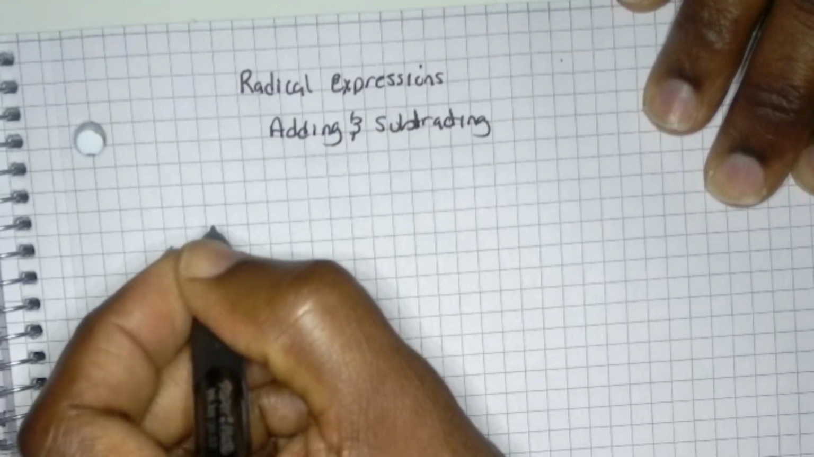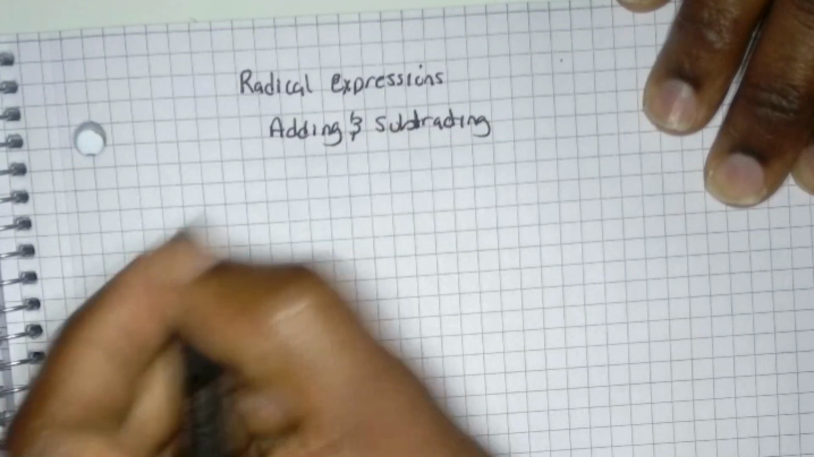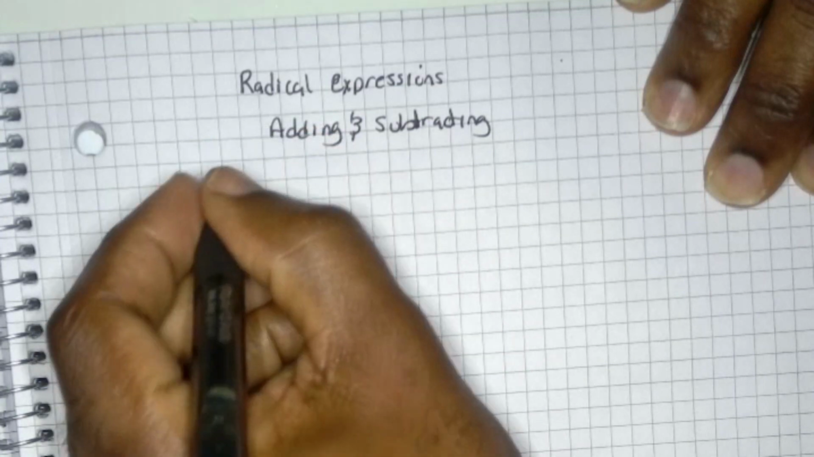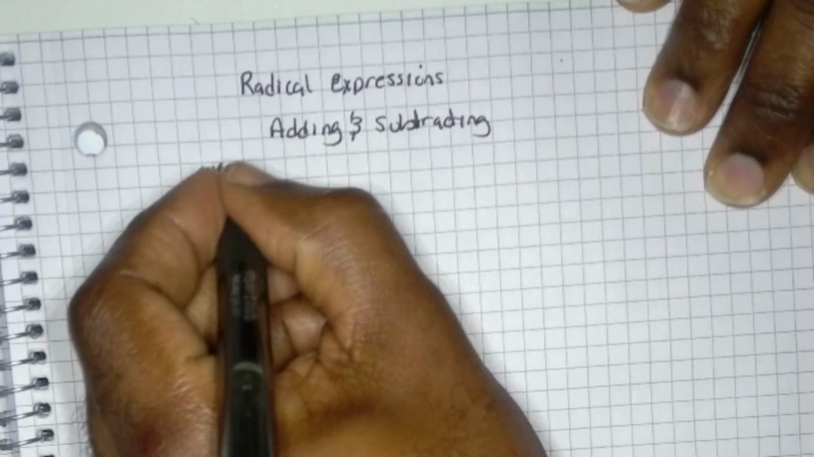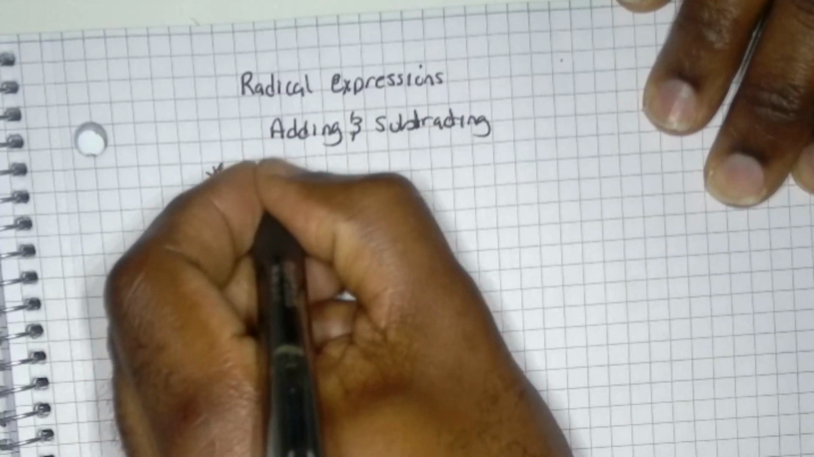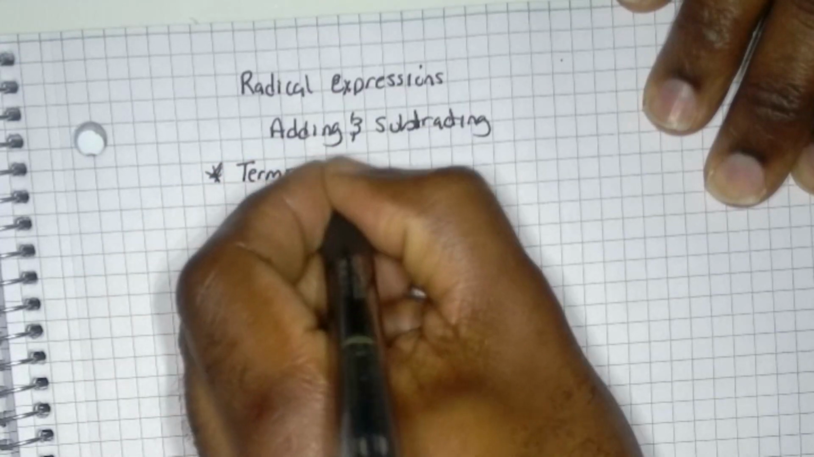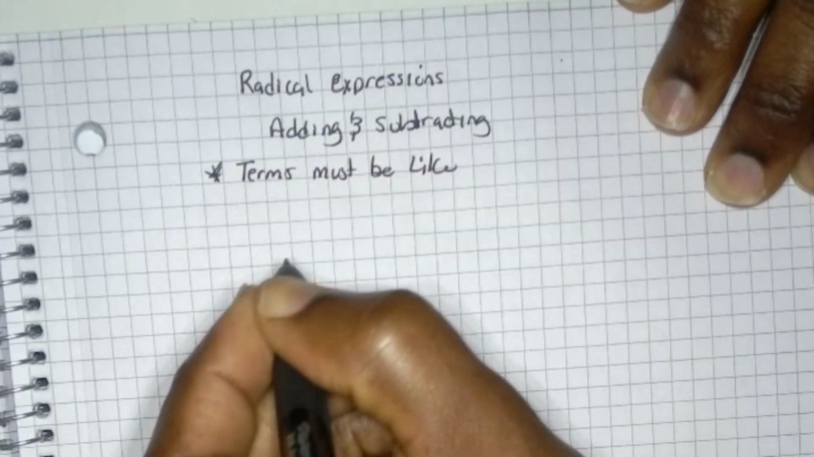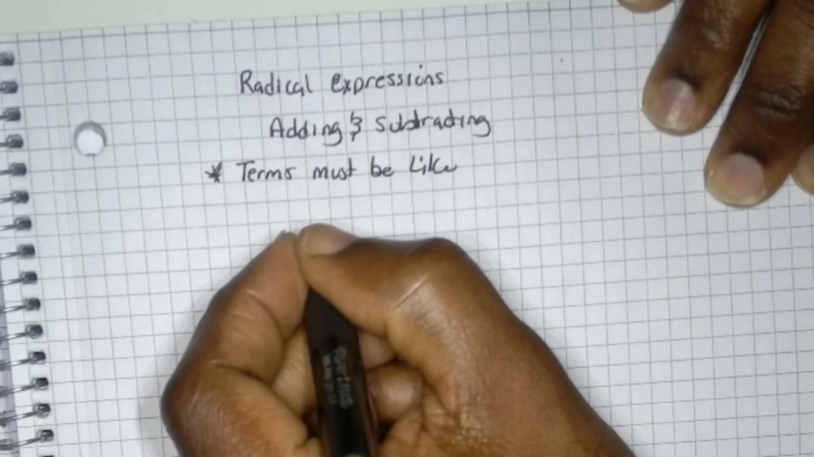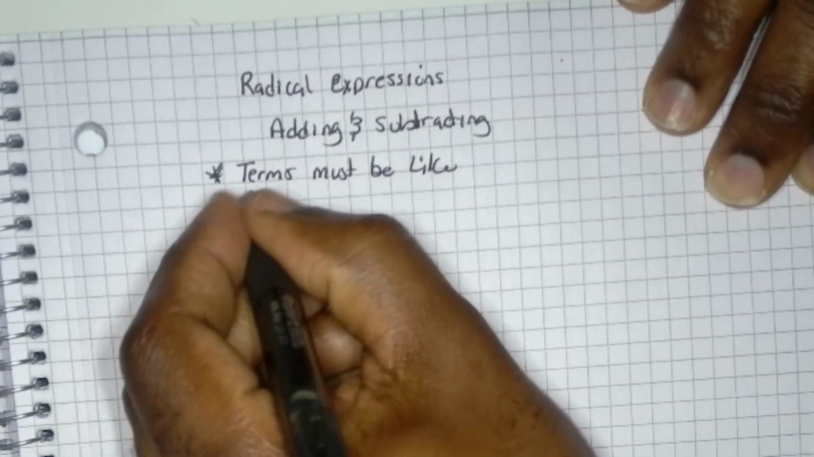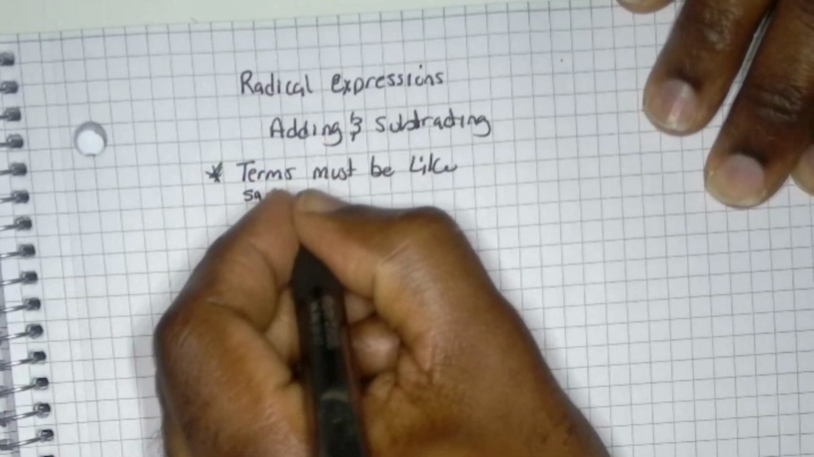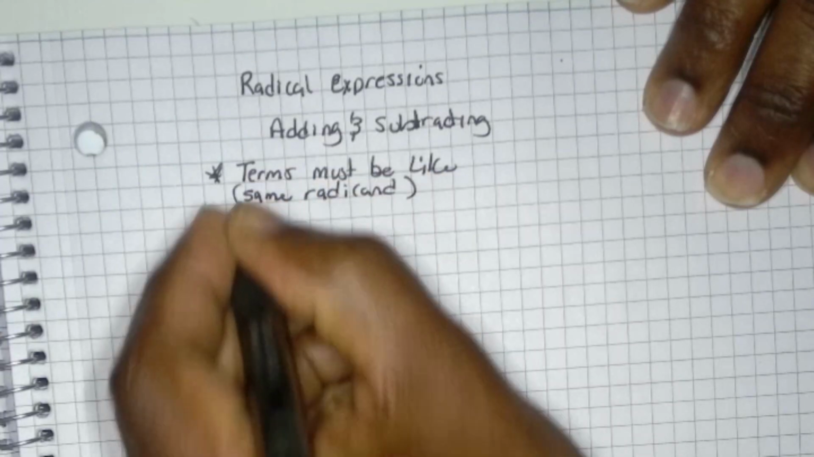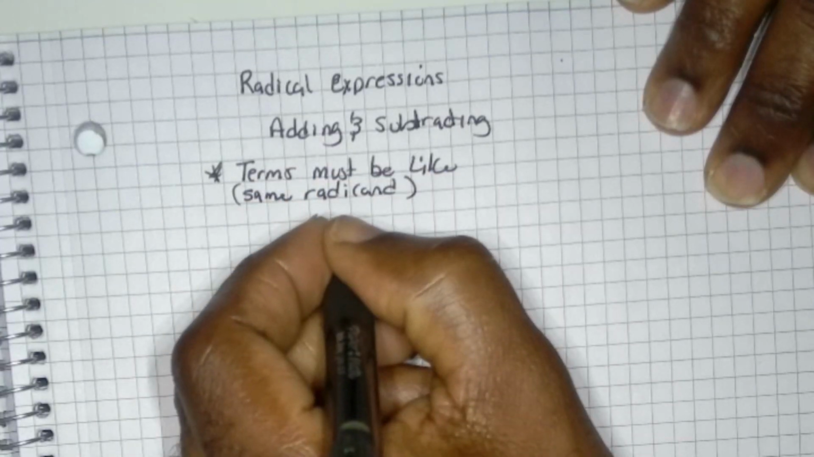Alright. Now, one thing that you have to understand, in order to add or subtract radical expressions, terms must be like. Alright? The terms must be like. In other words, must have the same radicand. So that part under the radical must be the same.